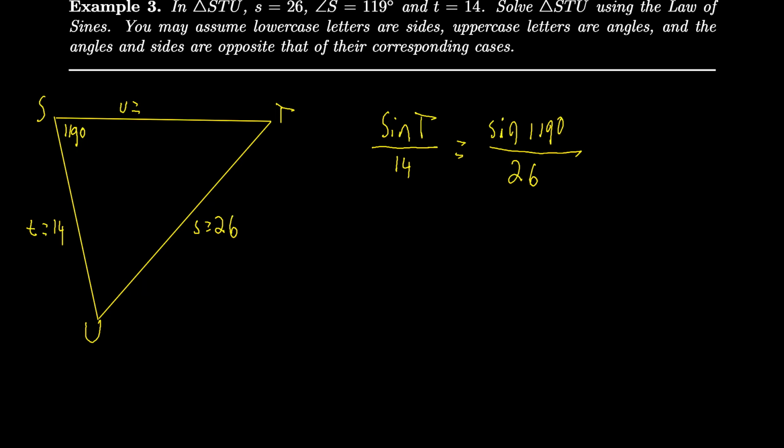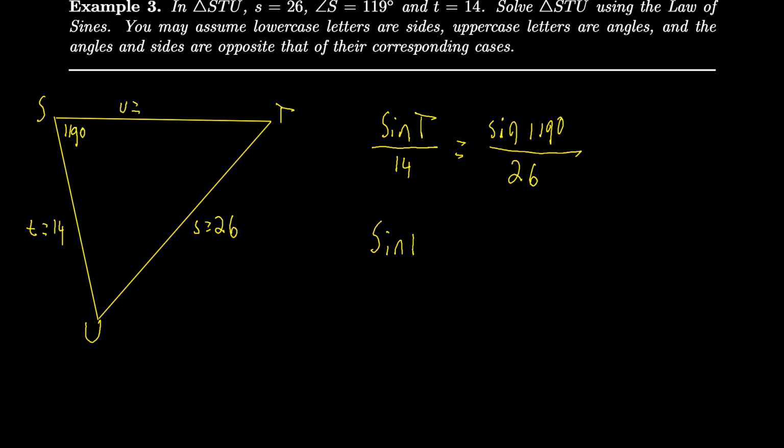You know that this is set up fine. Now, you could flip both of these. You could write this side as 14 over sine big T, and this side is 26 over sine 119, and you're fine. And you can solve for it just the same as you want to. But why would you start with this in the denominator if you can avoid it?